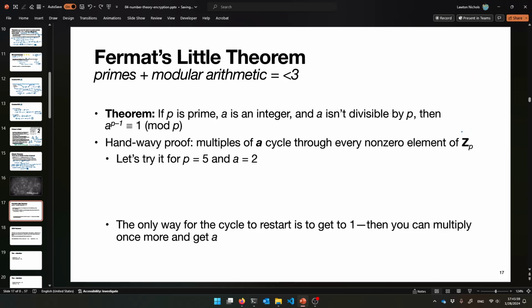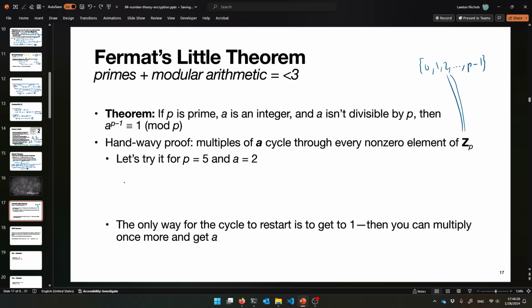Where p is a prime number, it's going to be all the numbers in this set. All the numbers from 0 to p minus 1, right? Because those are all the things that you get by doing the remainder by p. So 0, 1, 2, 3, all the way to p minus 1. Those are the numbers in Z_p. That's all you can get. So let me show it to you for p equals 5 and a equals 2.